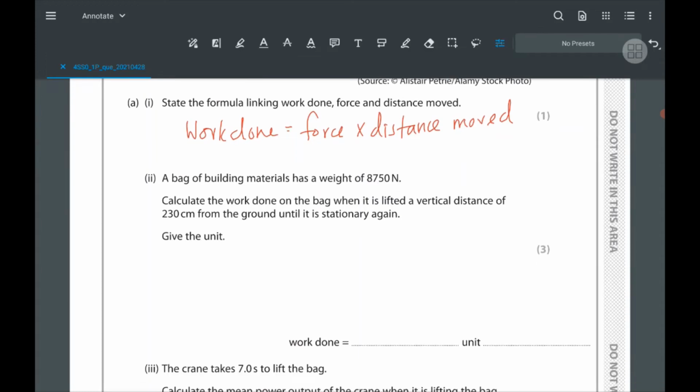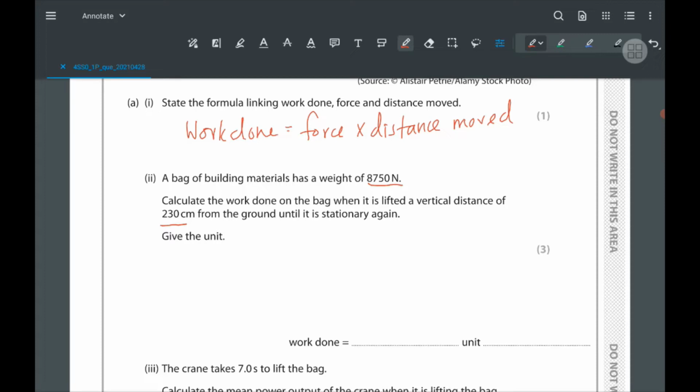A bag of building materials has a weight of 8,750 newtons. Calculate the work done on the bag when it is lifted a vertical distance of 230 centimeters from the ground until it is stationary again. Now here I want you to look at something very closely. This is given in newtons, but this value is given in centimeters. So you have to do a small unit conversion when you are substituting.